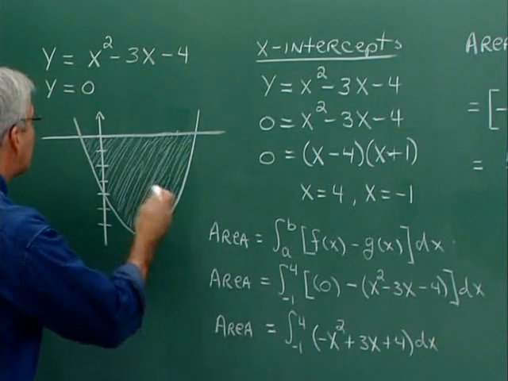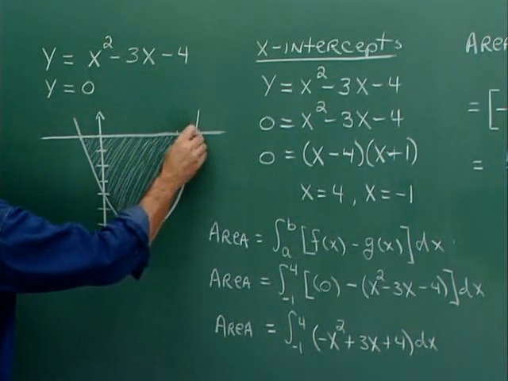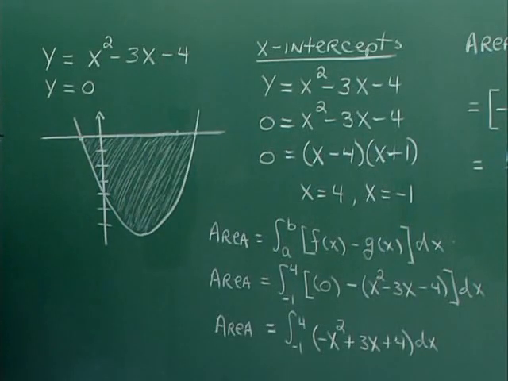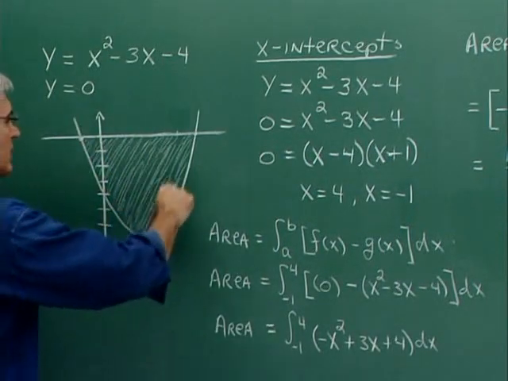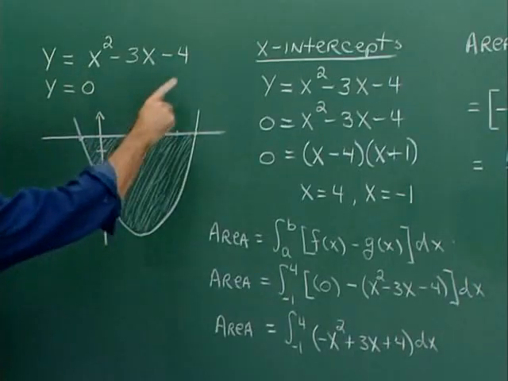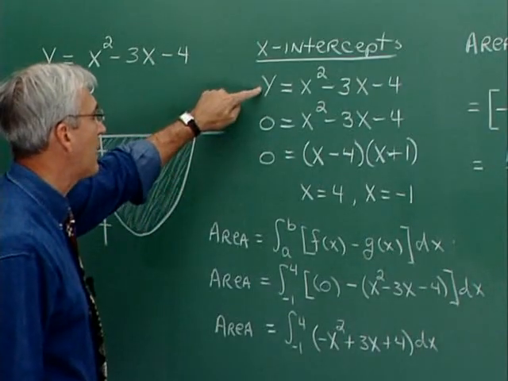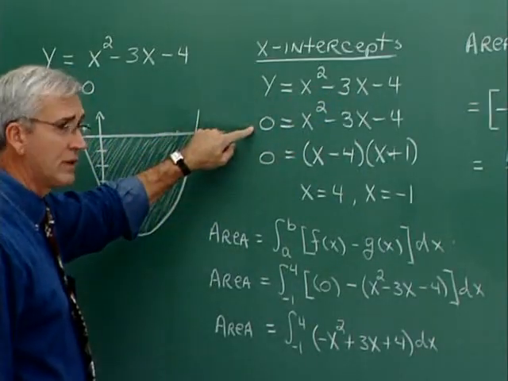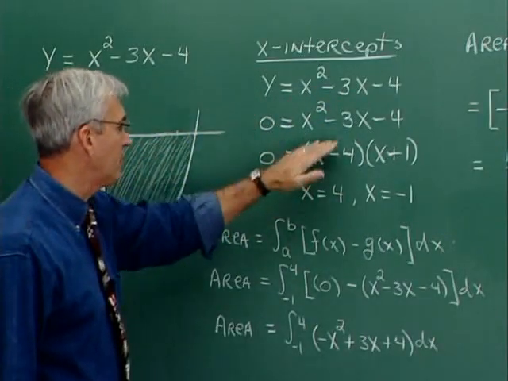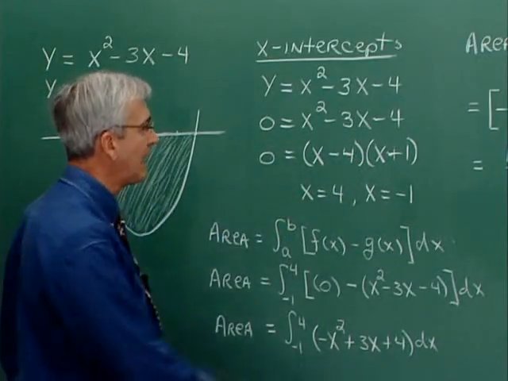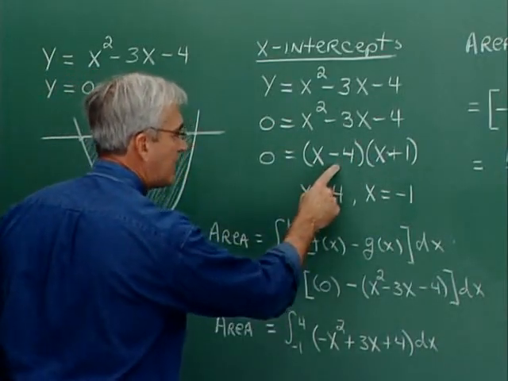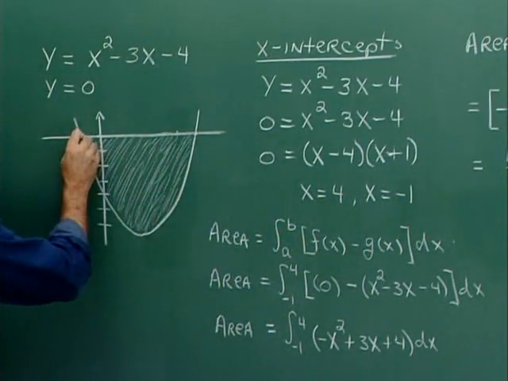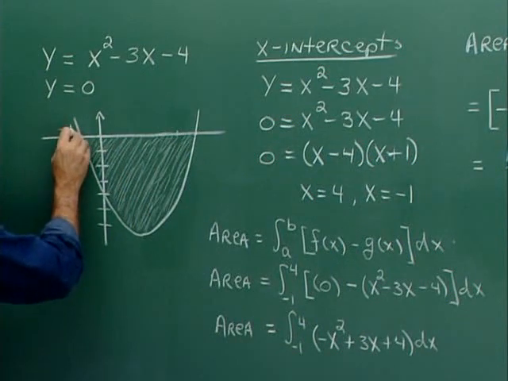Now, we're not given these intersection points, so we need to find them. But that's easy to do because that's just the x-intercepts for the top function. So to find those x-intercepts, we take our function and set this expression equal to 0, replace y with 0, and solve for x, factoring here and finding the zeros of the factors. X is 4 to make this factor 0. X has to be -1 to make this one 0. So the zeros then are at -1 and 4.